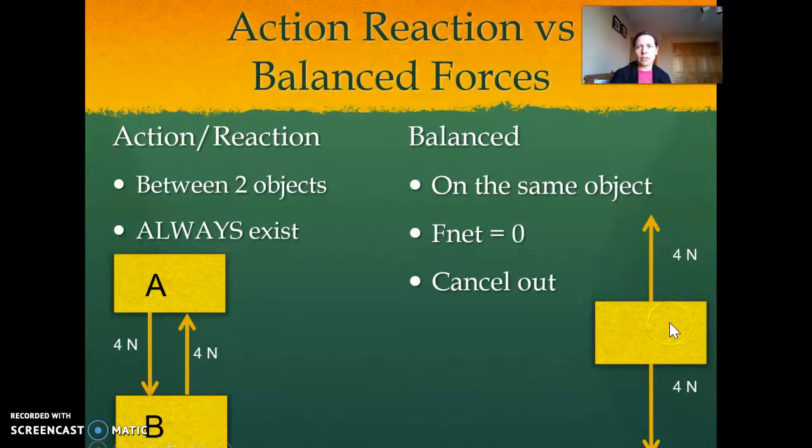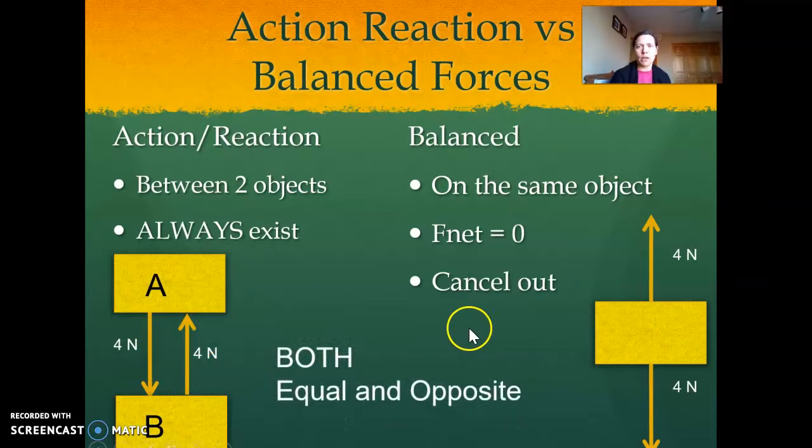So this could be a book sitting on a table. Gravity's pulling the book down, support force is pushing the book up. These two cancel out because they act on the same object. Action-reaction will never cancel each other out. Both are equal and opposite. So if you just know that the forces are equal and opposite, you don't necessarily know which type of force we're talking about.